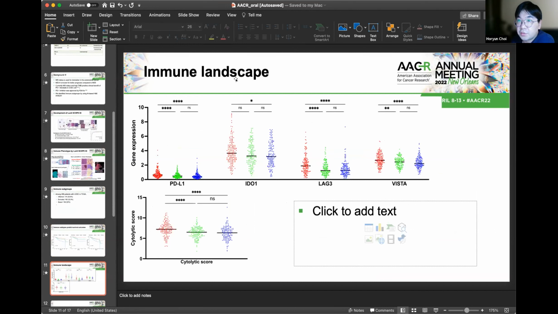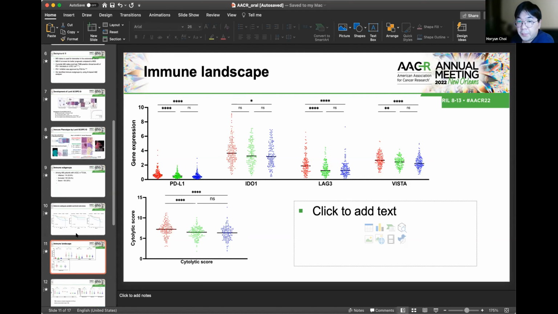I did immune landscape, so it looks pretty interesting. The red one is the inflamed group, the green one is the excluded group, and the blue one is the desert group. So it showed statistical significance regarding PDL1 and IDO1 and LAG3 and VISTA. And it showed statistical significance in cytolytic score.